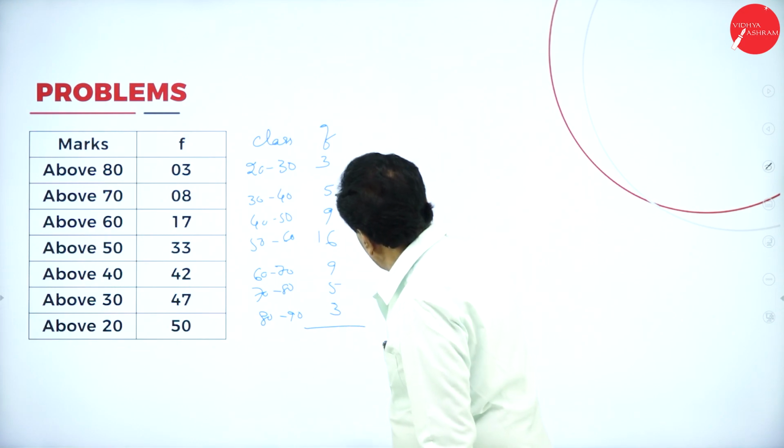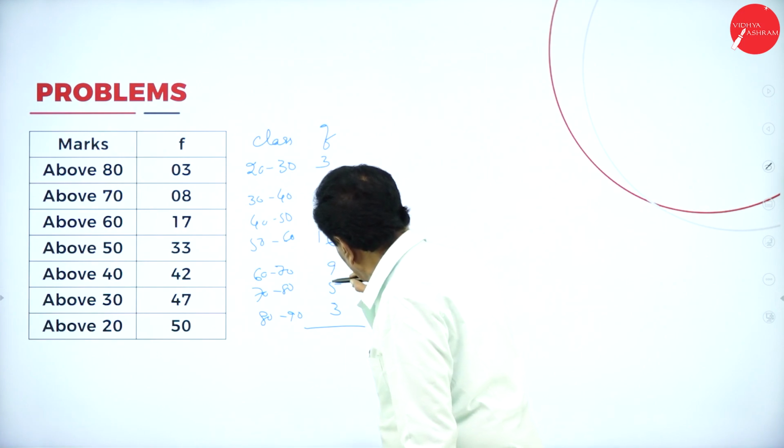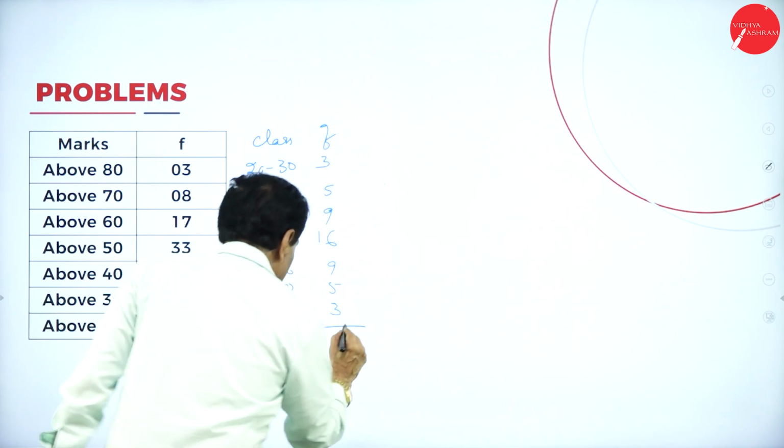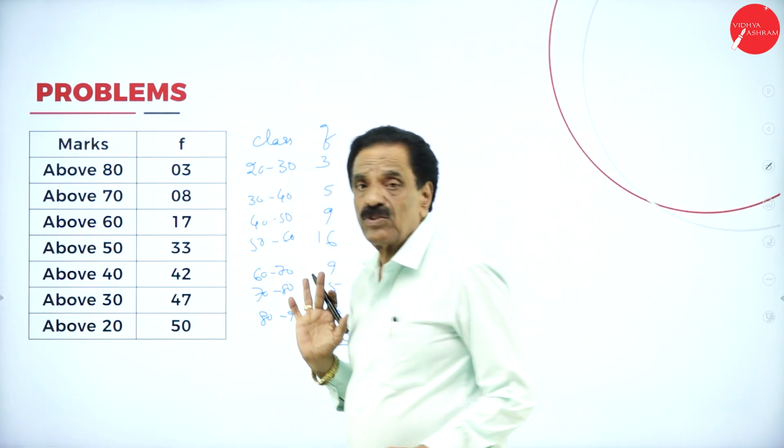3 plus 5, 8, plus 9, 17, 23, 32, 37, 40. 4 plus 1 is 5. So this range you have to arrive.